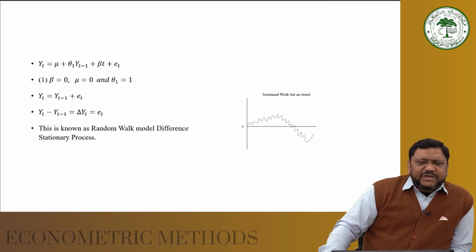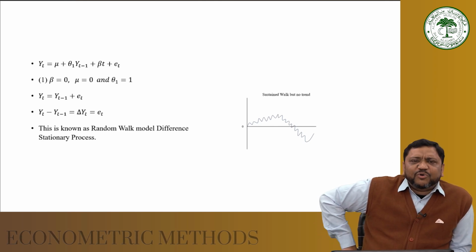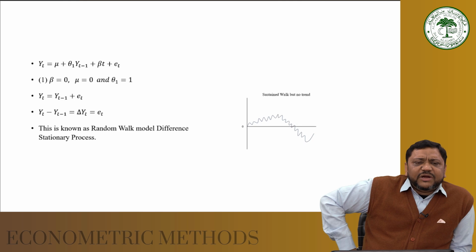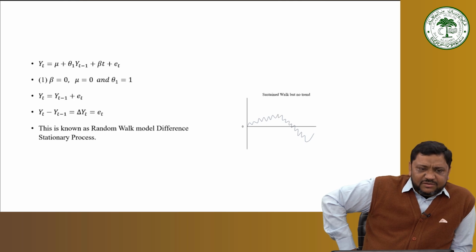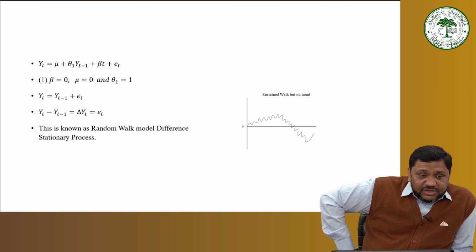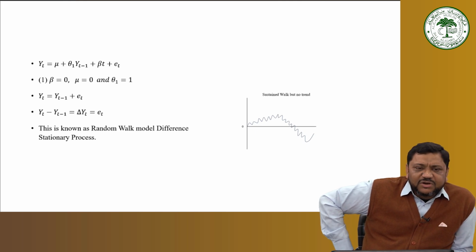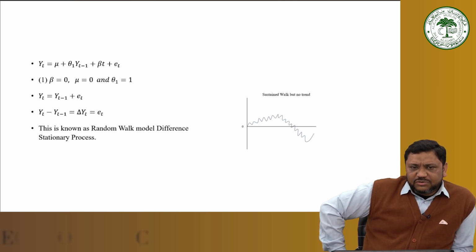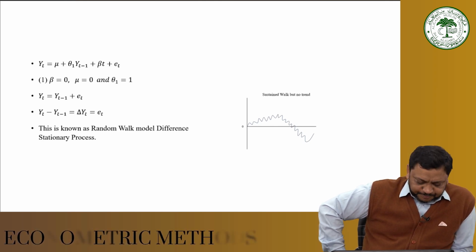If you take a look at the graphs, although these are all hypothetical graphs, this can be attributed to a process yt is equal to mu plus theta 1 yt minus 1 plus beta t plus et, where beta is equal to 0, that is there is no time trend, mu is equal to 0 means there is no drift parameter, and theta 1 is equal to 1. So this is an example of a random walk model.